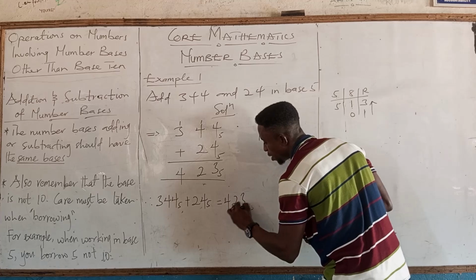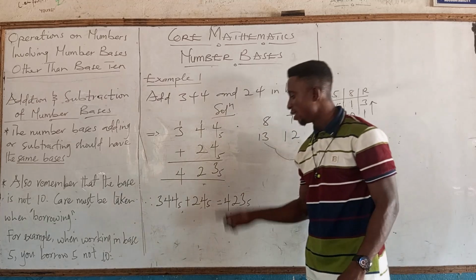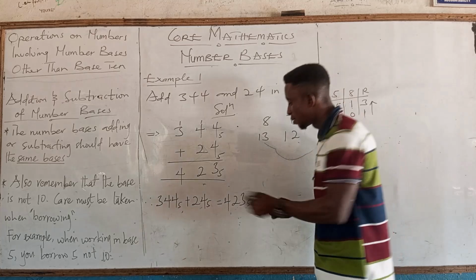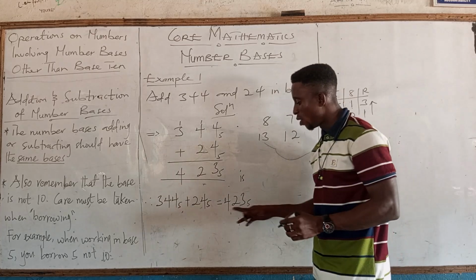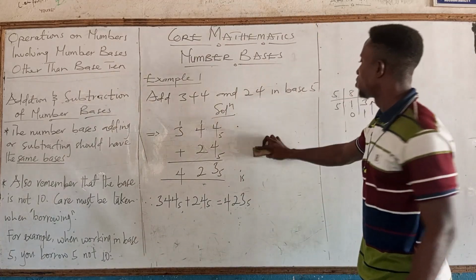So lastly I say therefore 344 base 5 plus 24 base 5 is equal to 423 base 5. Or you can also write this plus this is 423 base 5. Okay, so that is that for this one. Let's move on to example number 2.